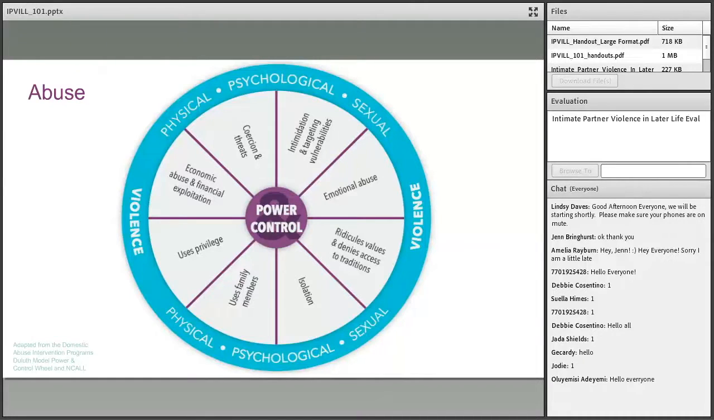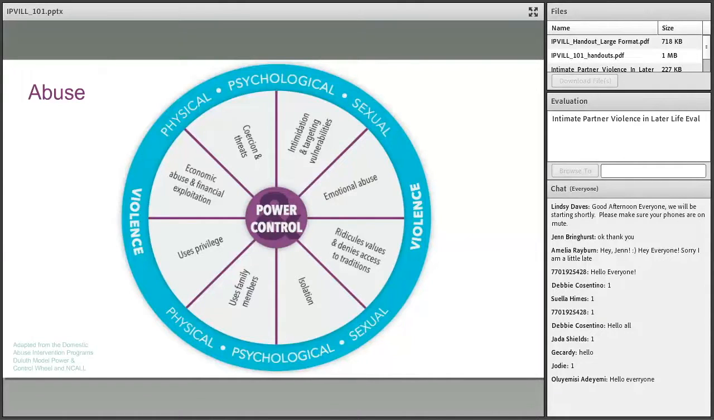So this is a new wheel. This is included in your handouts. This is something that we have developed. It was adapted both from the Duluth model as well as the National Clearinghouse on Abuse in Later Life, called NCALL. They did a survey with survivors of violence, older adult survivors of violence, and they came up with their own version of the wheel to pinpoint tactics that were used that were missed by the Duluth model, that were specific to their older adult experience.